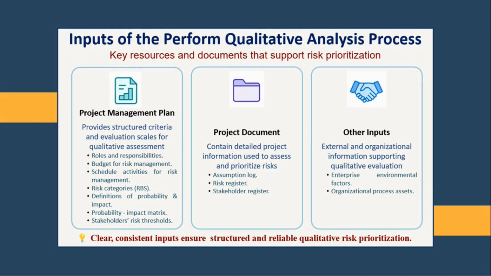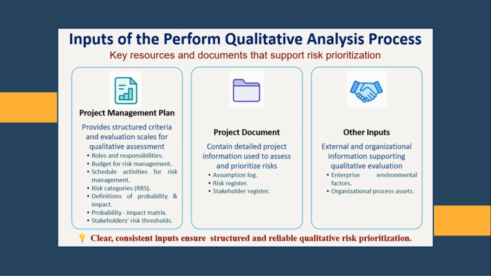Key supporting elements include defined roles and responsibilities, a clear budget for risk management, and the risk breakdown structure, which categorizes risks to ensure comprehensive coverage. Standard definitions of probability and impact, along with the probability impact matrix, support objective risk prioritization, while stakeholder risk thresholds define acceptable levels of risk and escalation criteria.